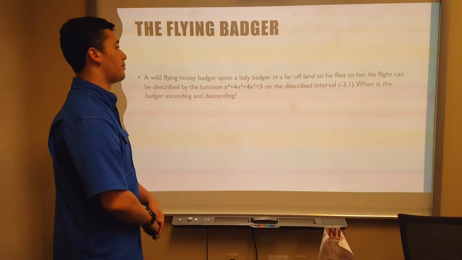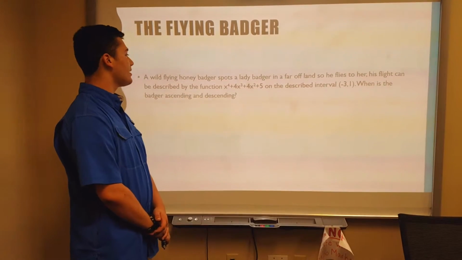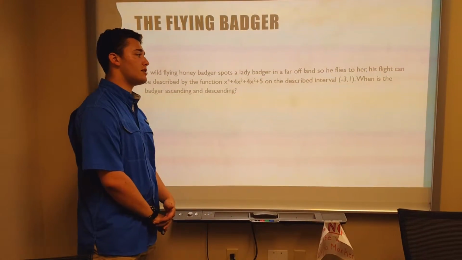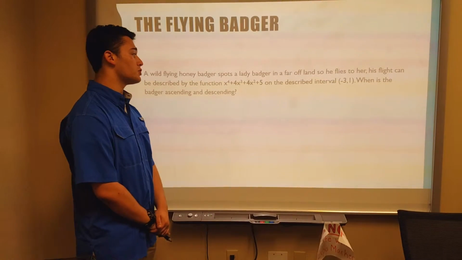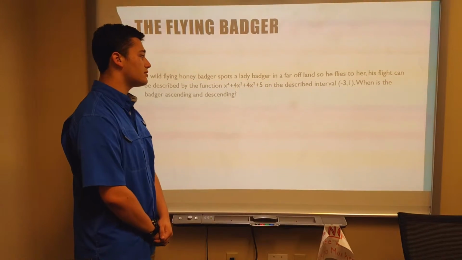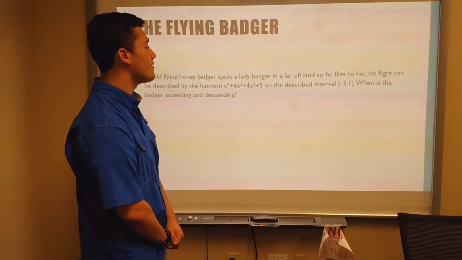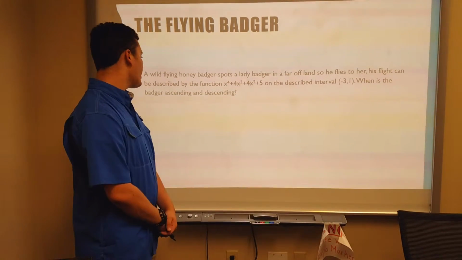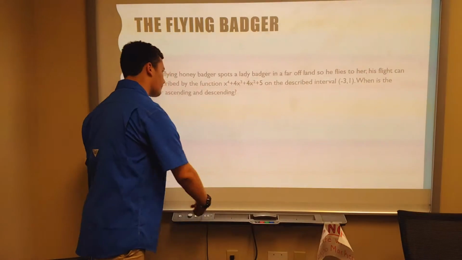This is the honey badger problem. A wild flying honey badger spots a lady badger in a far-off land, so he flies to her. His flight can be described by the function x to the fourth plus 4x to the third plus 4x squared plus 5 on the described interval of -3 to 1. When is the badger ascending and descending?